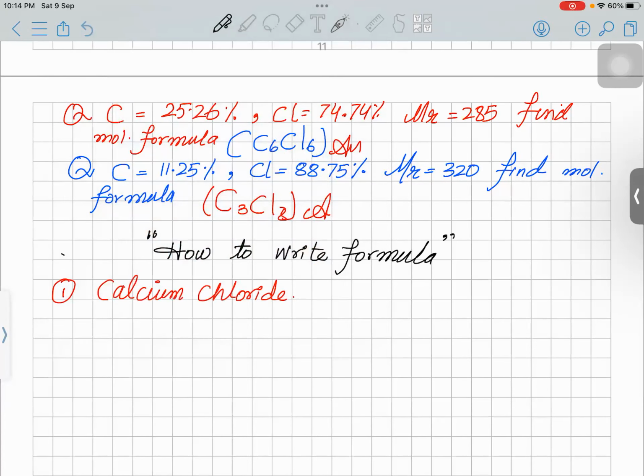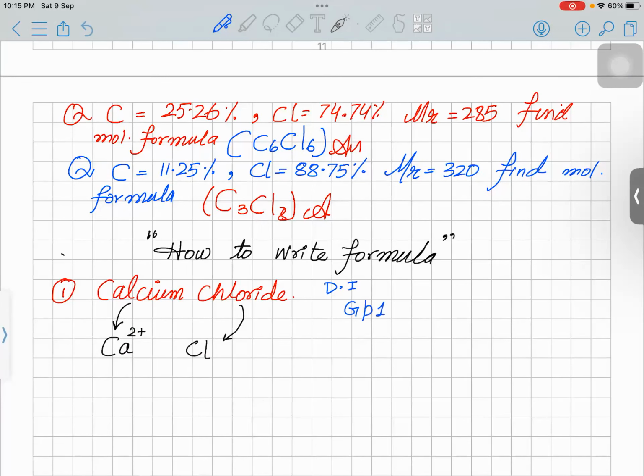Can you tell me the symbol of calcium? Ca. And the symbol of chlorine? Cl. Now can you tell me the group number of calcium? Group 2, sir. So 2 plus. Can you tell me the group number of chlorine? 7. So now look at this table.